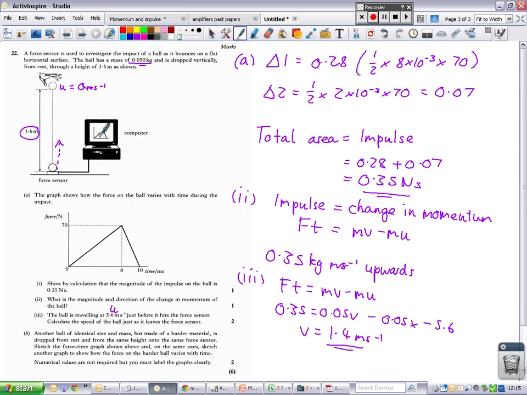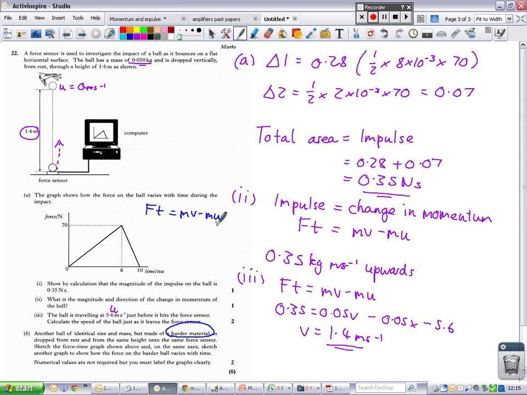Sketch the force time graph. Numerical values not required, but you should label the axis clearly. So in this case you would just copy this down exactly as it is, and you would draw the force time graph for the one that has a harder material. So you should be thinking harder material, okay, what's going to happen with a harder material? Harder material is going to have a greater force, but it's also going to rebound quicker. Because it's got a larger force, it must therefore have a smaller time of contact.